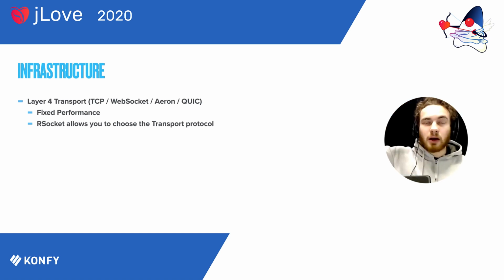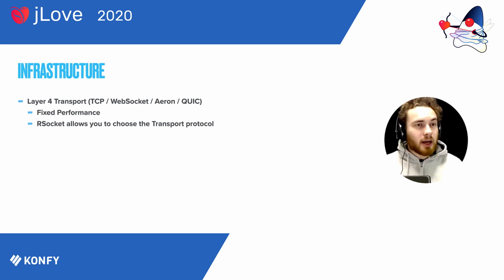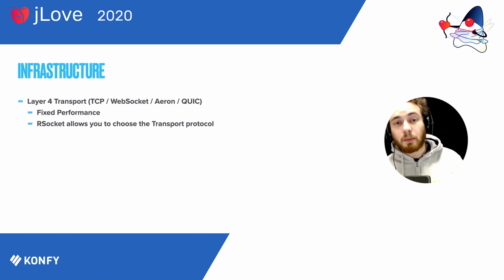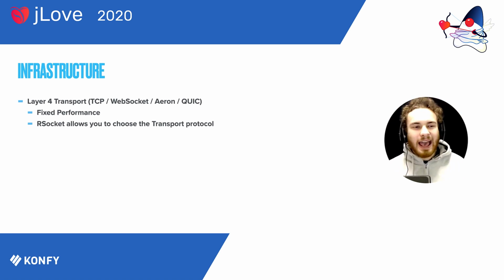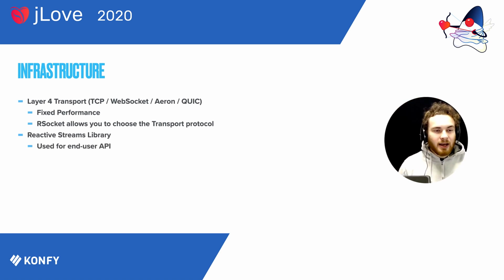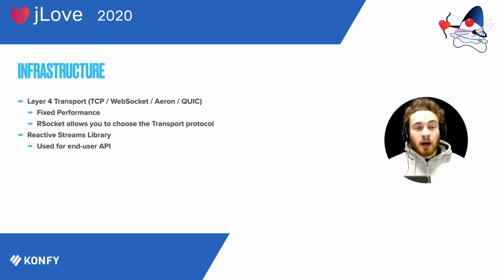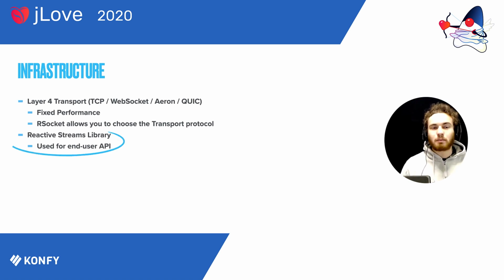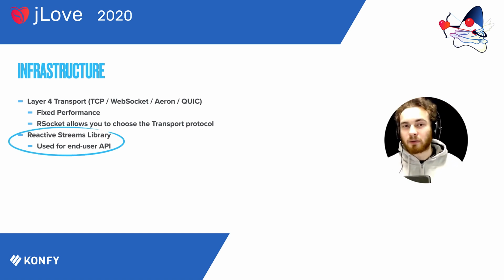So RSocket is built higher than layer 4, which means that it's flexible in terms of underlying transport, and this is one of the core concepts built inside RSocket. On the other hand, RSocket uses reactive streams and gives you reactive stream semantics, which means that you have to use reactive streams libraries in order to consume the RSocket API in one of the implementations. And basically, reactive stream libraries are used for the end user API, that's clear. And as we figured out, this part is something that we can improve.